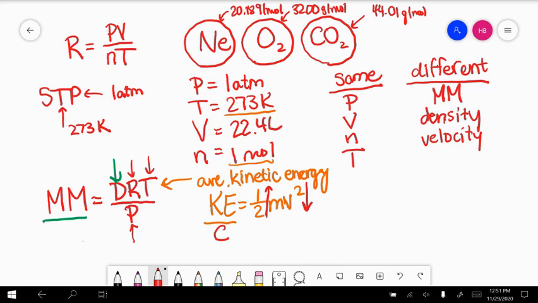So when we talk about gases, if we have a problem that states we have neon, oxygen, and carbon dioxide in 22.4 liter containers and we have 1 mole of them, we know they're going to have the same pressure and the same temperature. The things that are going to be the same in this type of example are P, V, n, and T. The things that will be different will be the molar mass, the density, and the velocity of the sample. So you will need to know, conceptually, what are the things that are the same and what are the things that are different.